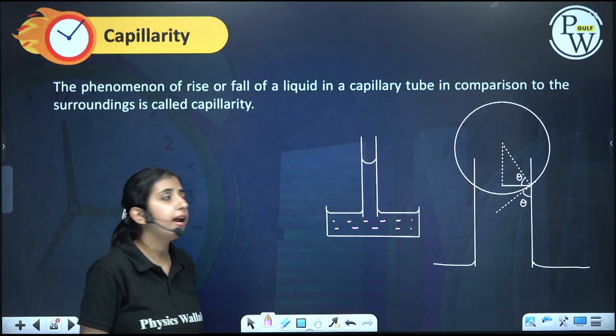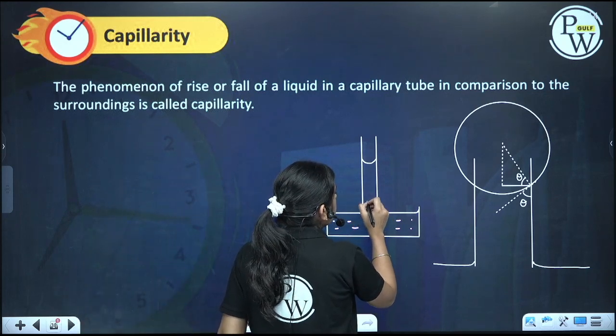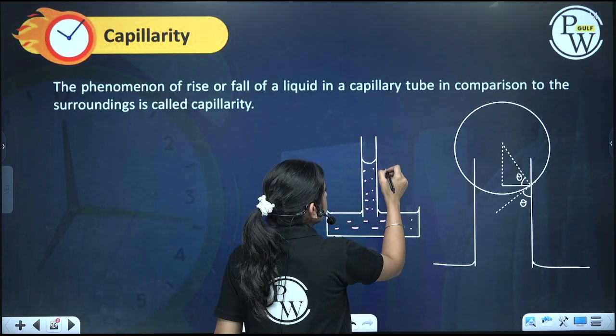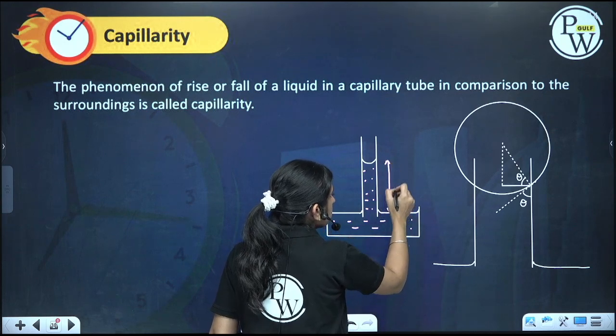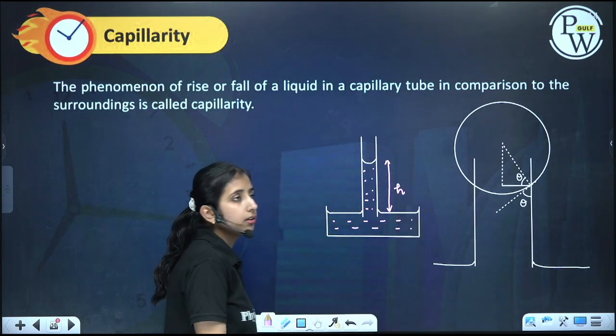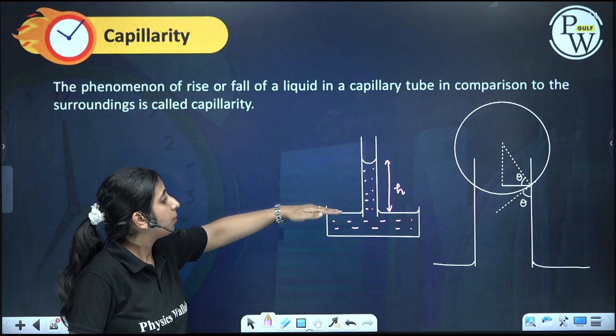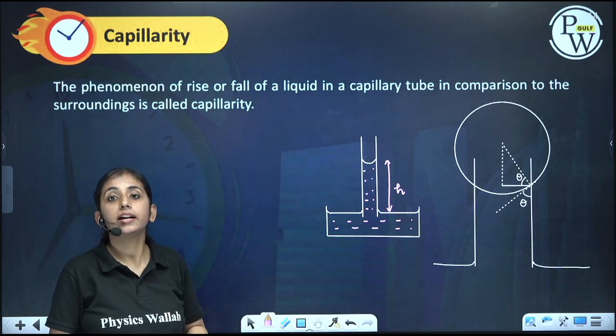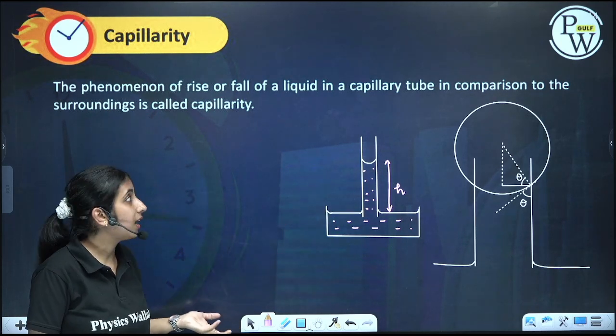We took a capillary and placed it in this container. The liquid will rise in this capillary to a height h above the liquid surface in the container. This action is called capillarity.